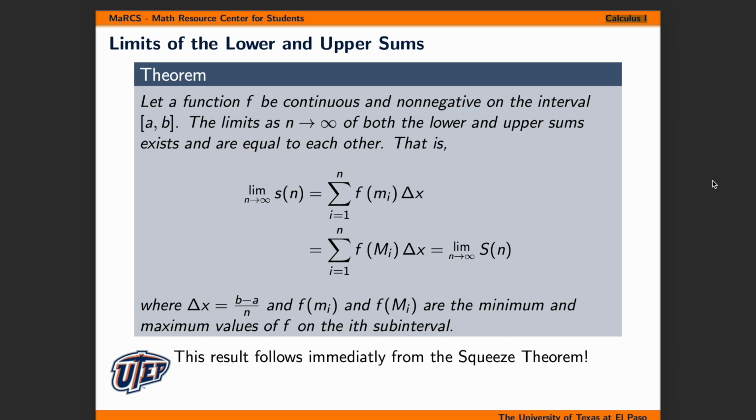So we let a function f be continuous and non-negative on the closed interval a to b. The limits as n approaches infinity of both the lower and upper sums exist, and they are equal to each other. So that is, if we take the limit as n approaches infinity of our lower sum, that will be equal to the limit as n approaches infinity of our upper sum right here. So here delta x is equal to b minus a divided by n, and f of lowercase mi and f of uppercase Mi are the minimum and maximum values of f on the ith subinterval. So this result follows immediately from the squeeze theorem.